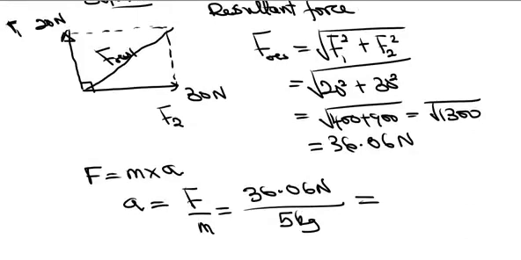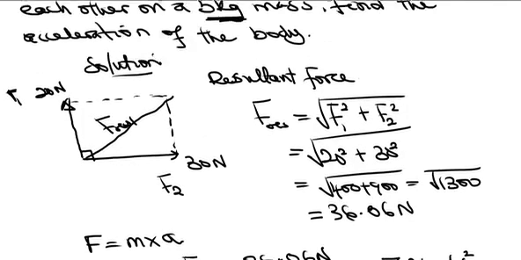And that's going to give us, when you work it out, 7.21 meter per second square. You can see the way it is being solved step by step.